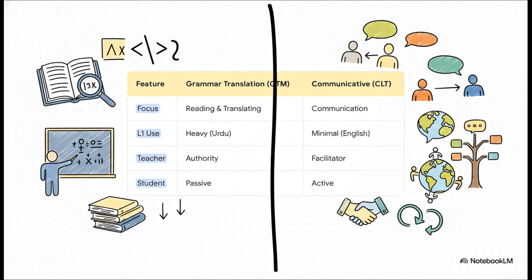On the other side is communicative language teaching, or CLT. Here, the focus is on real communication. And think back to Krashen. CLT tries to lower that affective filter and provide meaningful input by making the student an active participant. It's a whole different ballgame.